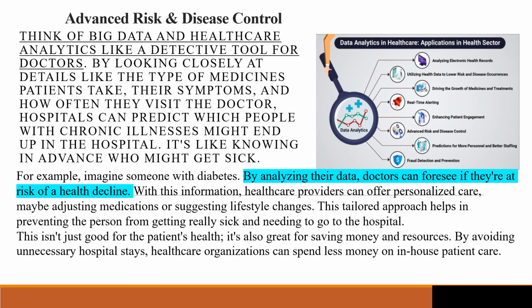Advanced risk and control. By looking closely at the details, for example, important information about the medicines the patient is taking, their symptoms, and how often they visit doctors, hospitals can predict which people with chronic illness might end up in the hospital. It's like knowing in advance who might get sick.